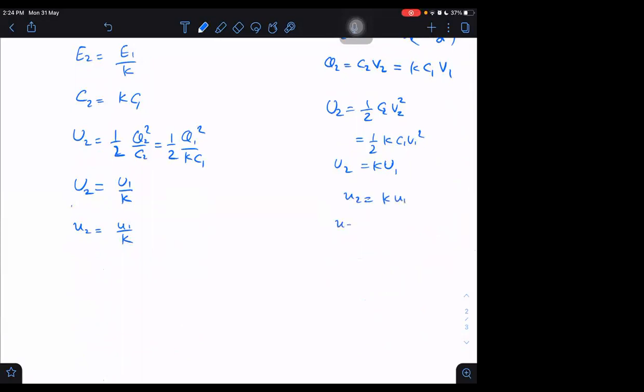U is energy density. You may think what is the difference between capital U and small u. I am representing energy density with small u. Energy density is half epsilon naught E square. Then u1 by K square, E is becoming 1 by K. What about epsilon naught? Epsilon naught will become epsilon, K times. It is the same thing, because epsilon naught will change into epsilon when the medium is introduced. It will become half epsilon E square.